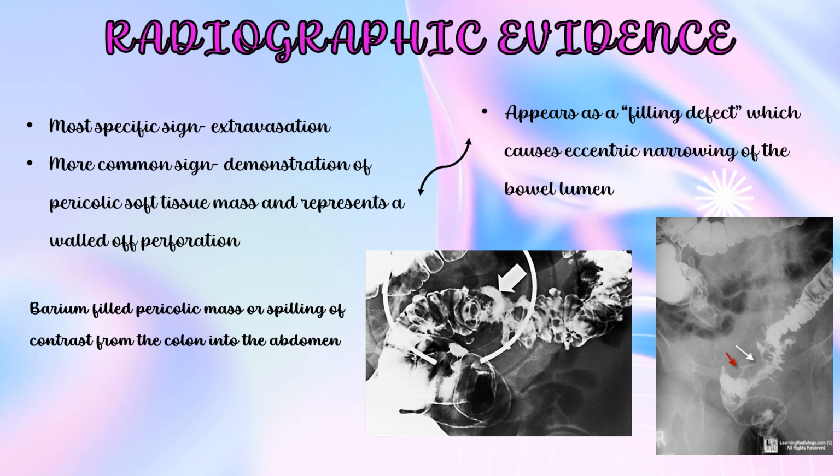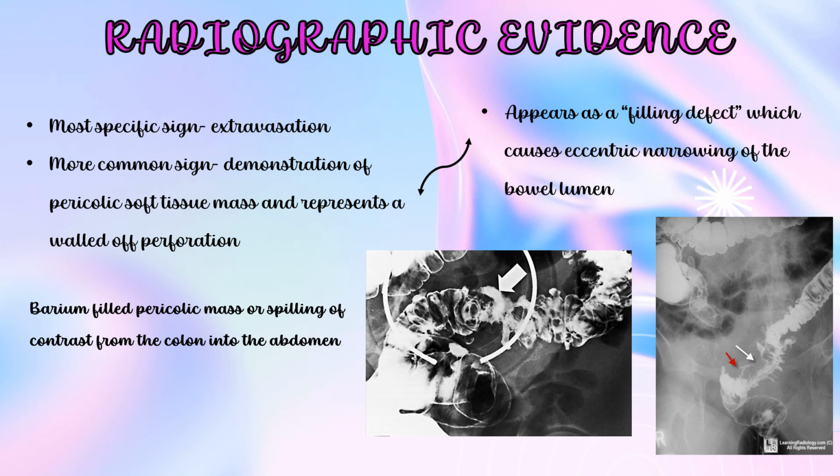So, I have some radiographic evidence for diverticulitis. The most specific sign for diverticulitis on an image is extravasation. It can appear either as a tiny projection of contrast material from the tip of the diverticulum or as an obvious filling of a pericolic abscess. I'm not sure if you can really see it on this image.